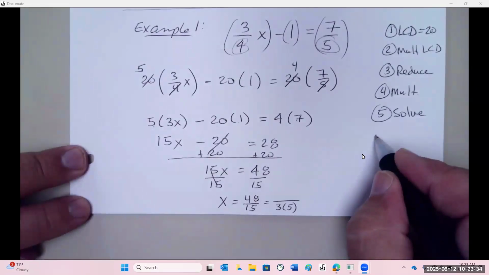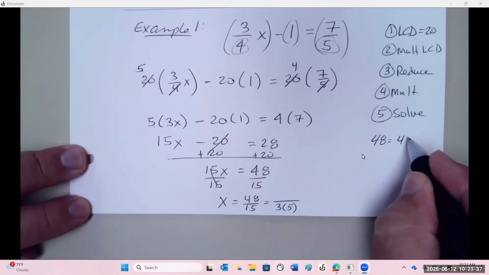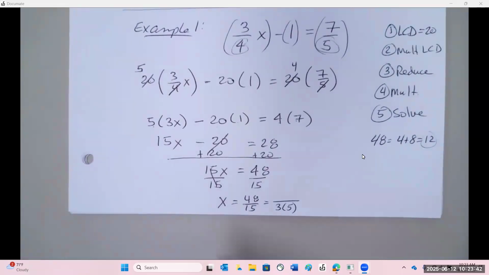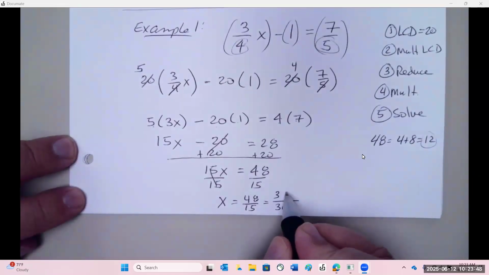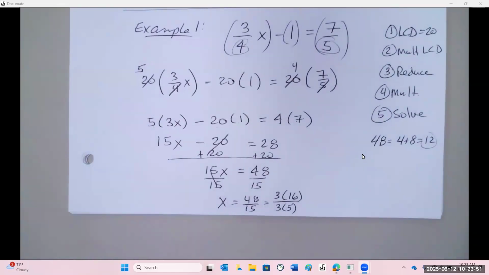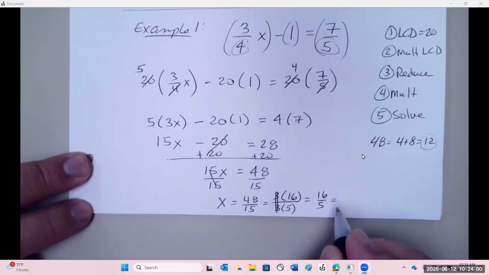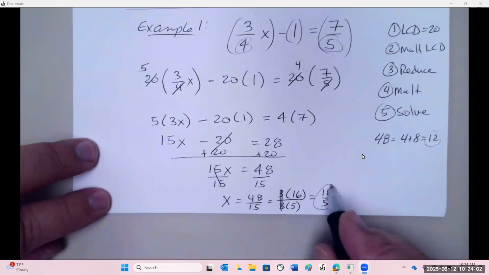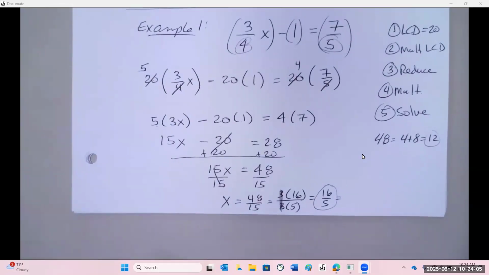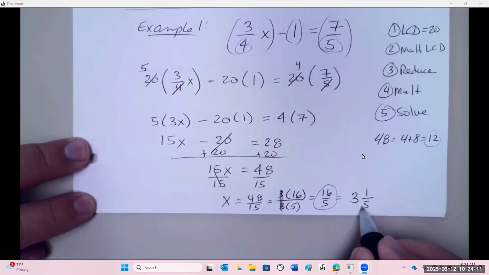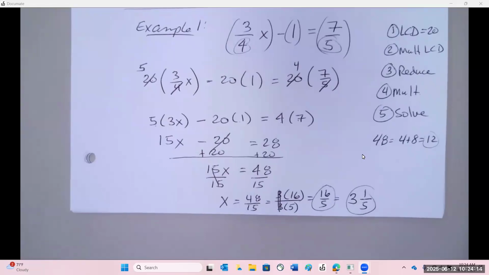If we take the numbers of 48, 4 plus 8 equals 12. Is that number divisible by 3? Yes. So 48 is divisible by 3. 3 times 16. So the 3's cancel. You can leave the answer like this, even though it's not right. How many times does 5 go into 16, with how many left over? And that's what the answer should be.